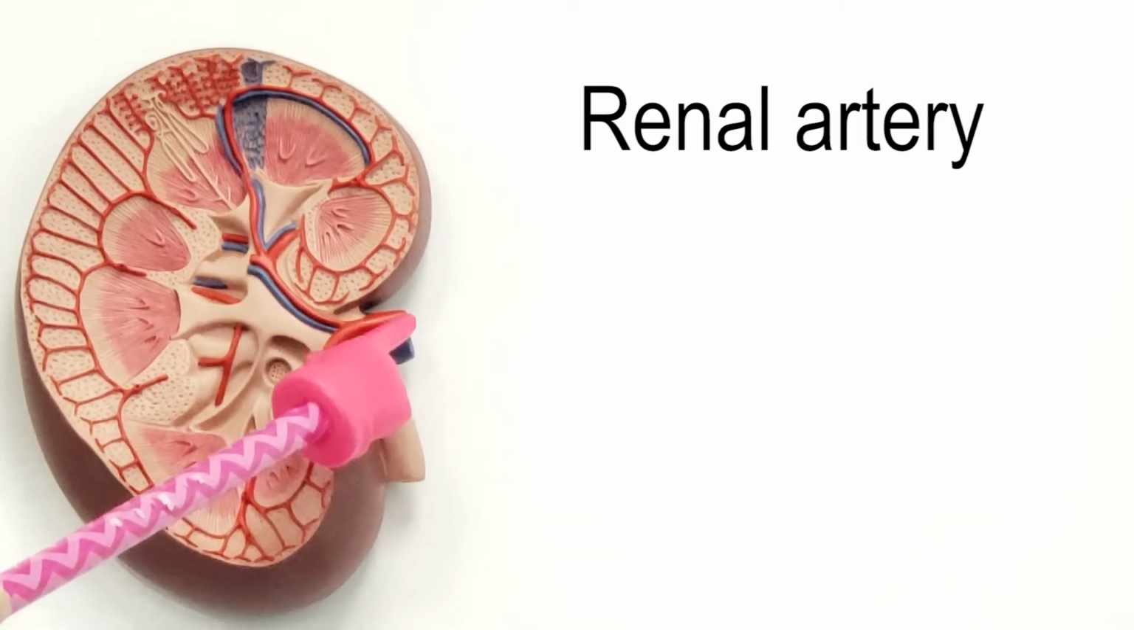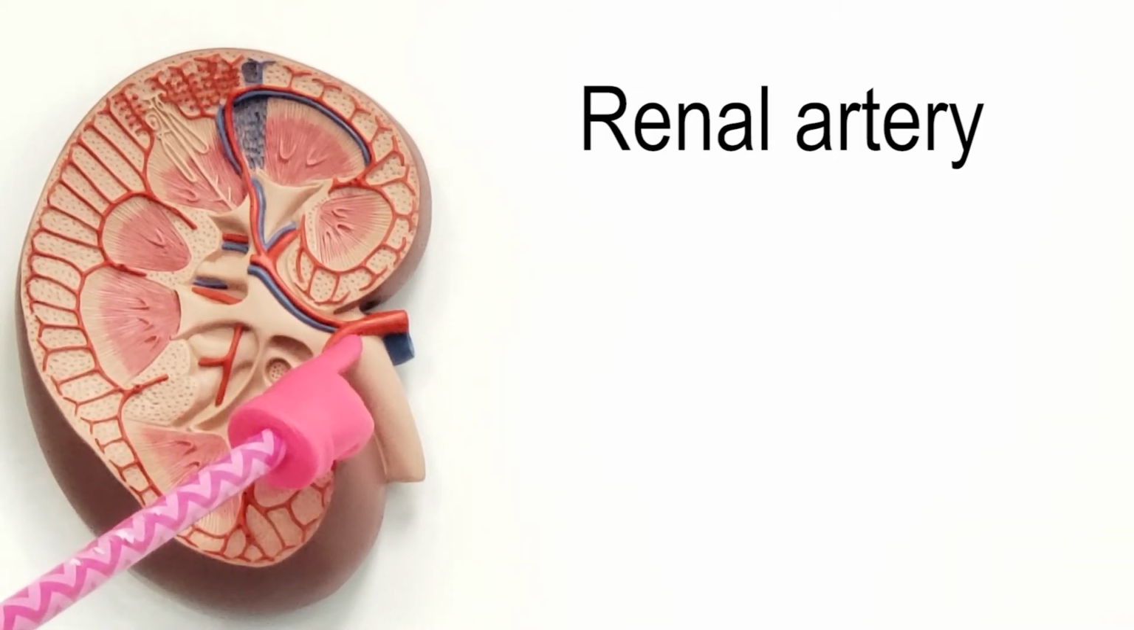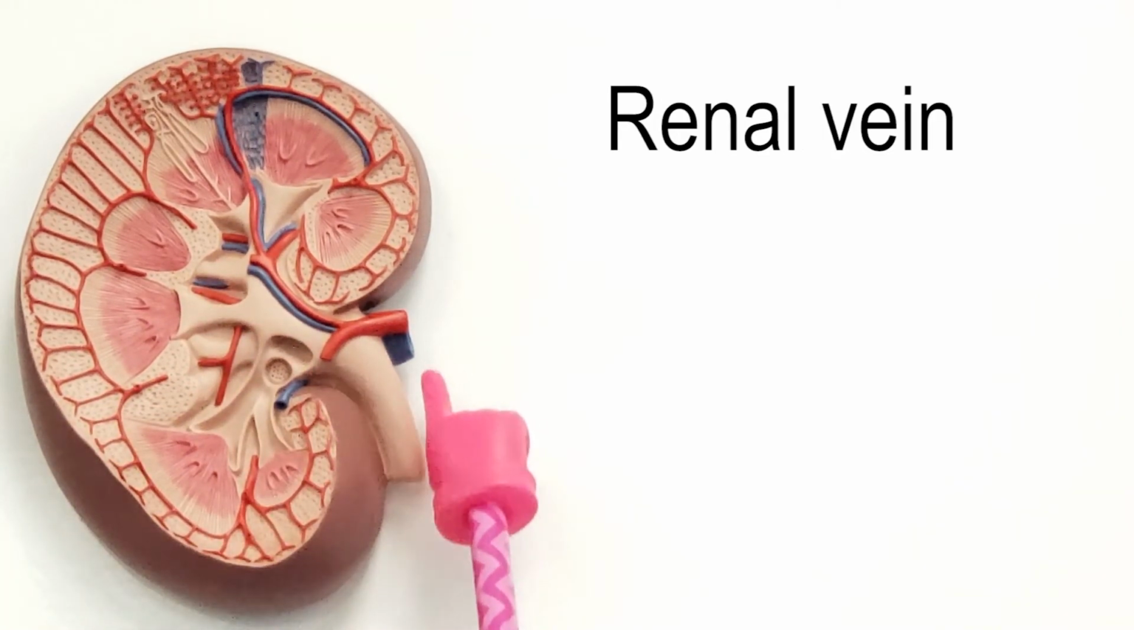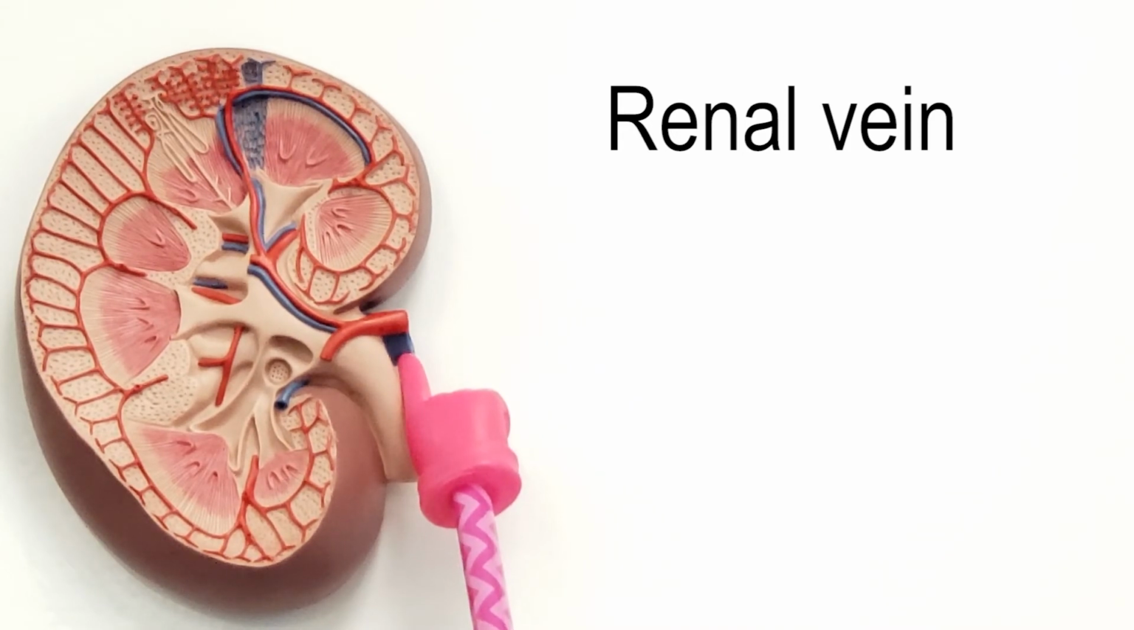Renal artery. The renal artery branches off the abdominal aorta and is responsible for bringing waste-filled blood into the kidney for filtering. Renal vein. The renal vein removes the filtered blood into the inferior vena cava.